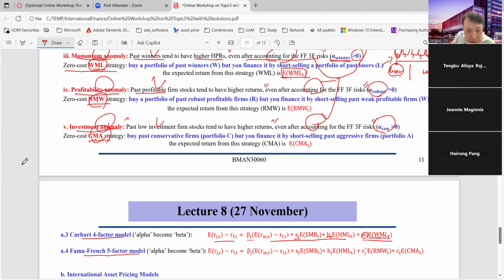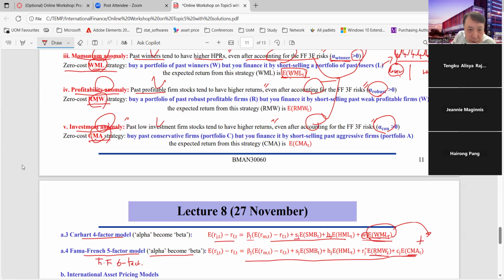What is the Fama-French 5-factor model? Here, they ignore winner minus loser, but they include robust minus weak, and conservative minus aggressive as new additional factors. This is another instance of alpha becoming beta. Now, some people use the so-called Fama-French 6-factor model. That's the Fama-French 5-factor model plus this term, winner minus loser. Somebody called that a 6-factor model.